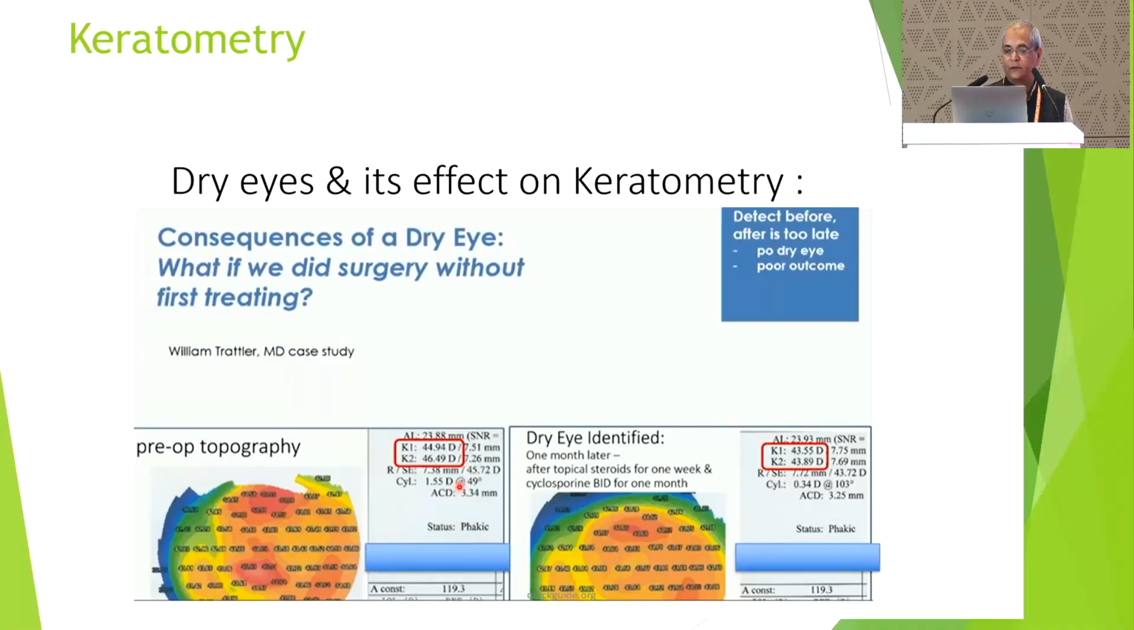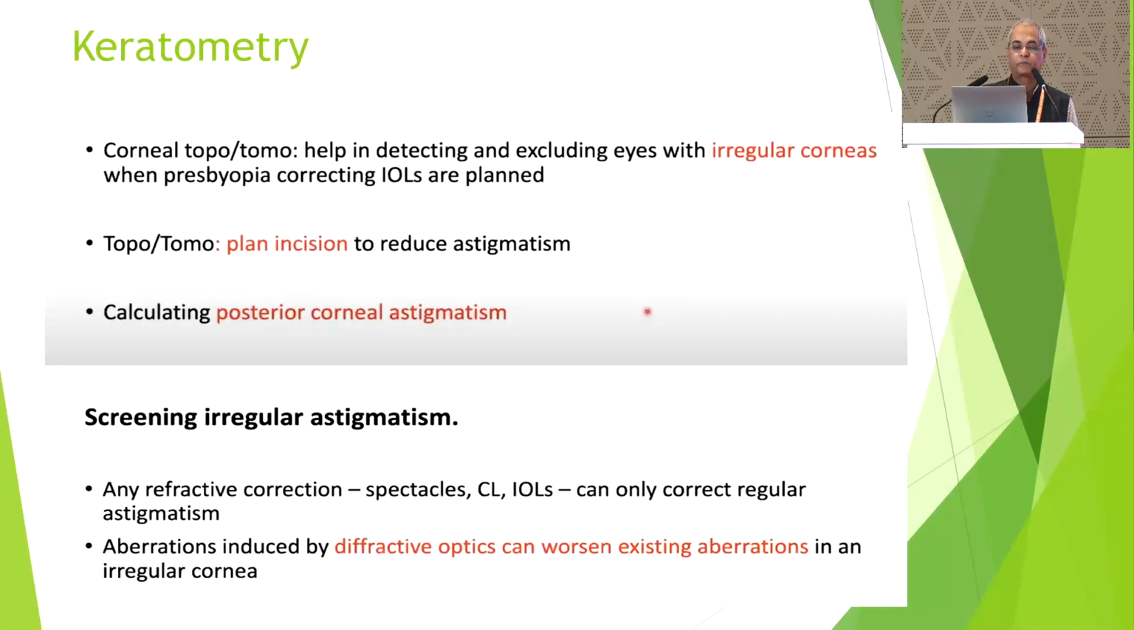Dry eye, as the doctor was talking, is very important to look into because it itself changes the cylindrical power. In this case, the same patient had a cylindrical power of 1.5, and after treatment it comes to around 0.3. So this is a very important factor when you are going for higher end lenses.